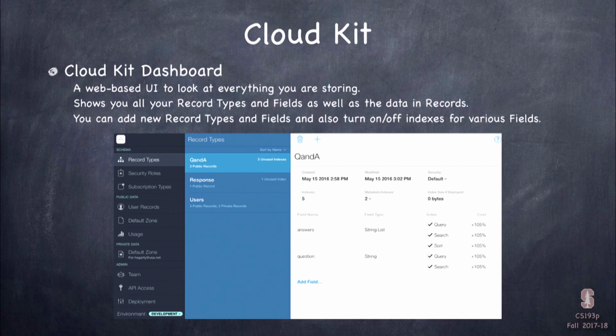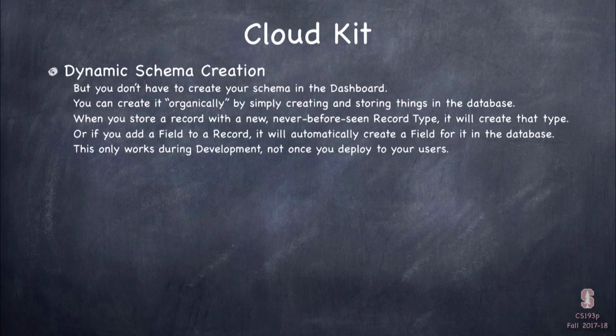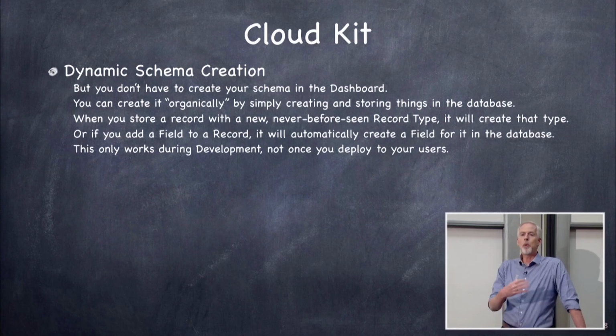So this dashboard is how you work on your schema. It's not quite like the Core Data schema editor, because in CloudKit, different from Core Data, it builds the schema as you go. If you create an object of this name, it'll just go create it on the fly. You don't have to pre-build your schema like you do in Core Data. That's what this is talking about, dynamic schema creation. And this only works during development.